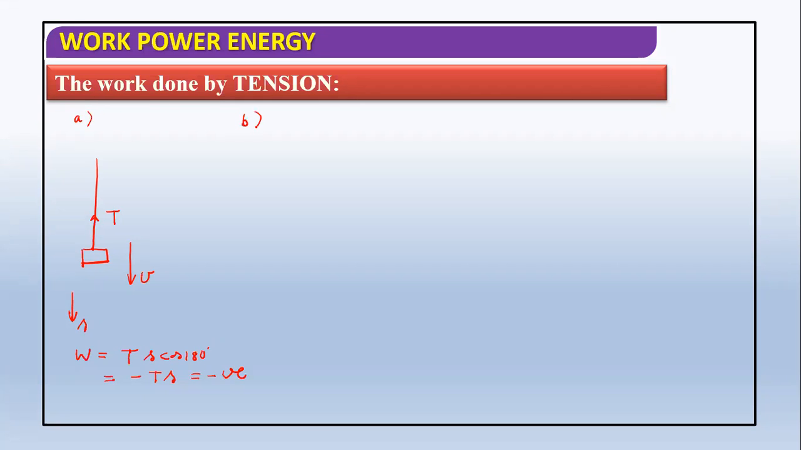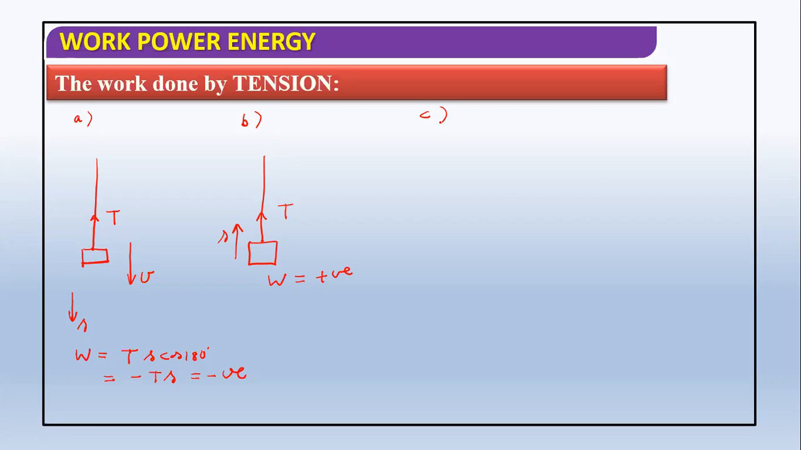Similarly, second example, we can see if the object is being raised or lifted. So it is going up. So the work done by tension will be positive because you are applying force upward and displacement is also upward. Then we also have cases in which the work done by tension is zero.